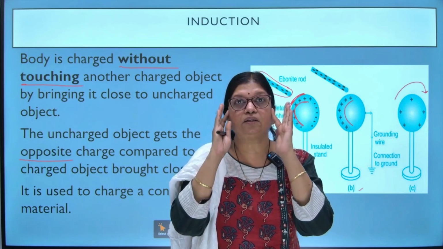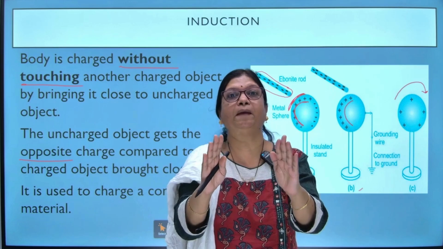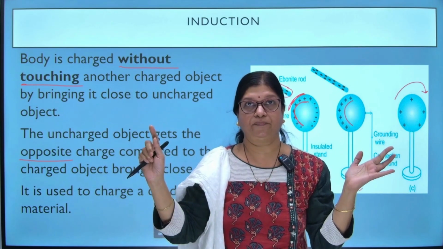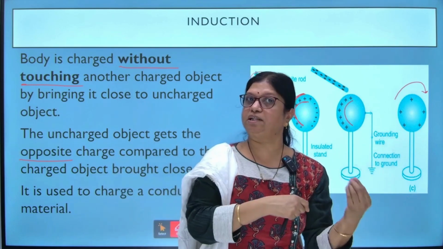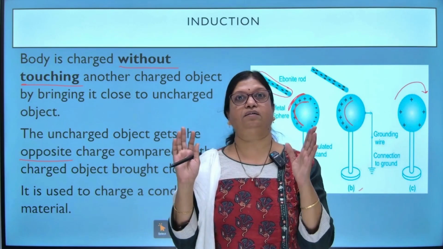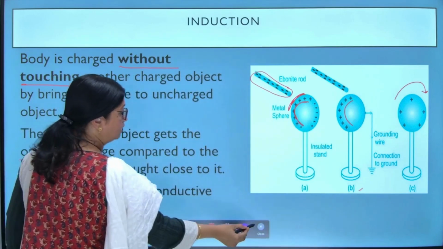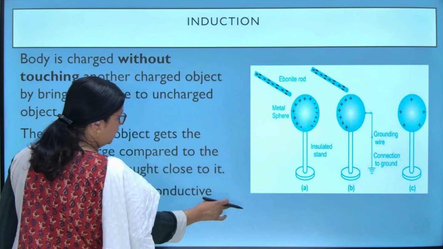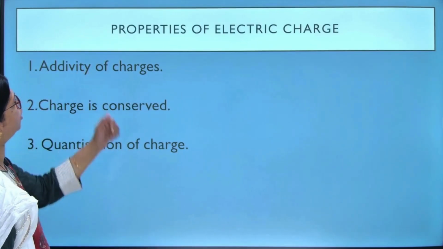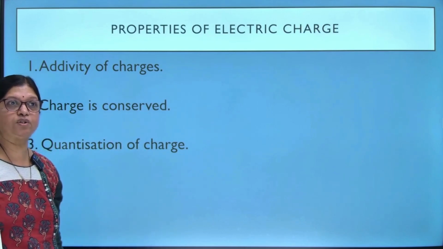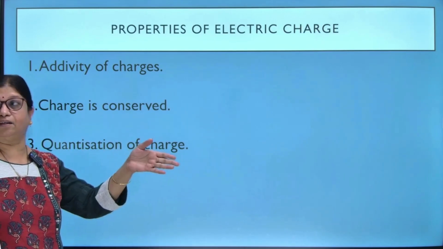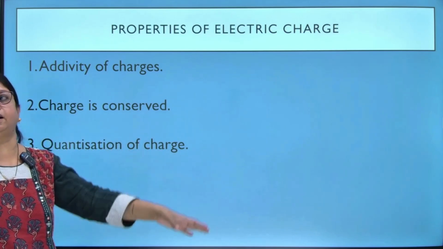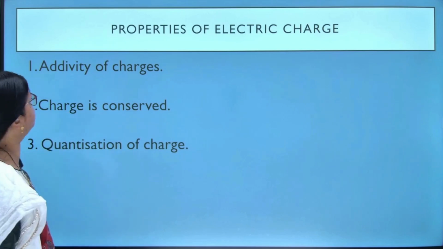These are the key words which you have to remember for friction, conduction and induction. These are the three methods by which we can charge an insulator or a conductor. Okay, I hope I am clear with how to charge a body. Now, once the charging of the body is over, let us talk about the properties of the charge which we have deposited on an insulator or on a conductor. Let us talk about these properties.